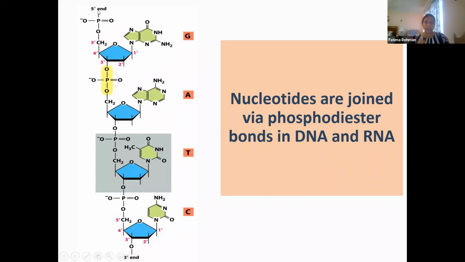That's similar to any of these polymers that you have looked at. You saw the same thing happening in protein, where you have the amino terminal and the carboxyl terminal. Here, it's the 5' end versus the 3' end.